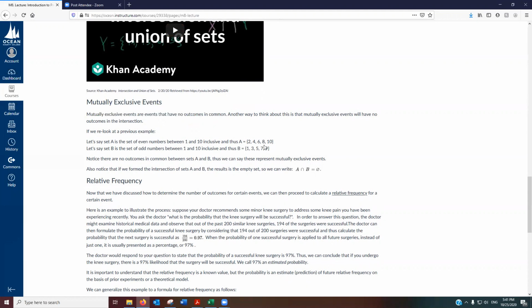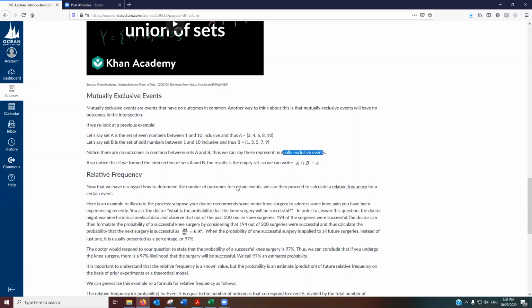Okay, so here's an example. This is set A, numbers 2, 4, 6, 8, 10. Here's set B, numbers 1, 3, 5, 7, 9. Notice there's nothing in common, no elements in common between these two sets. We would say these are mutually exclusive events.